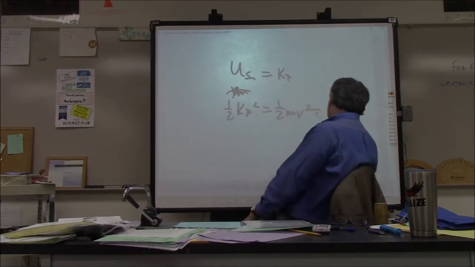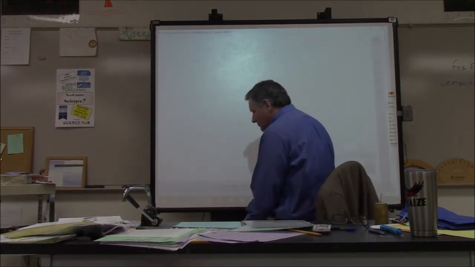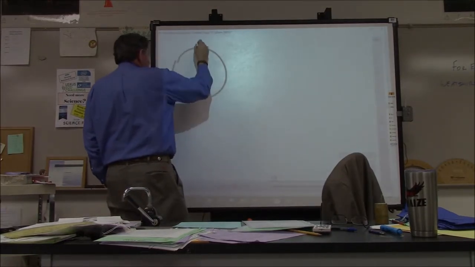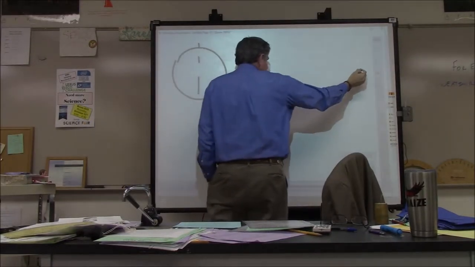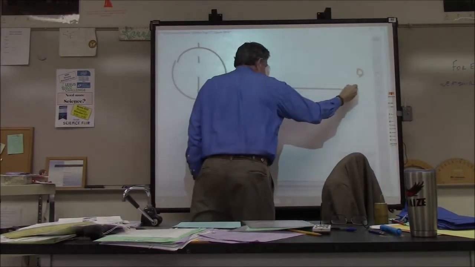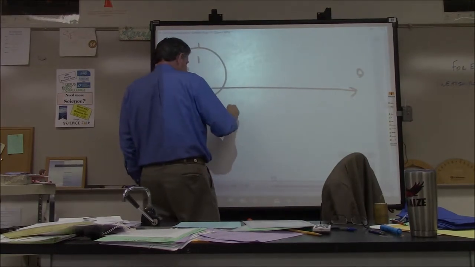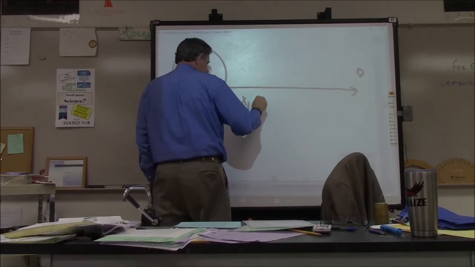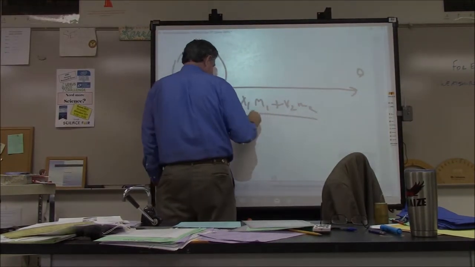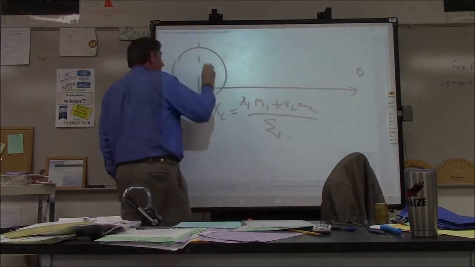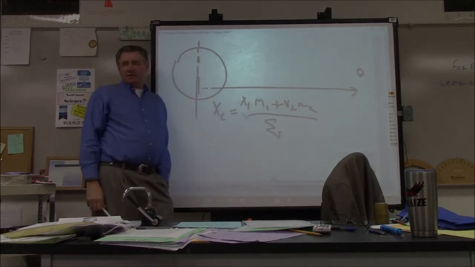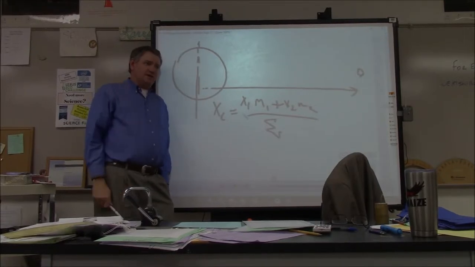Okay, so in number 10, you're trying to find the center of mass of the Earth and Moon. So here's the Earth, here's the Moon. You're going to use center of mass equals x1 m1 plus x2 m2 over the sum of the masses. If you're clever, what are you going to let the initial position of the Earth be? Zero. Okay, make that zero.